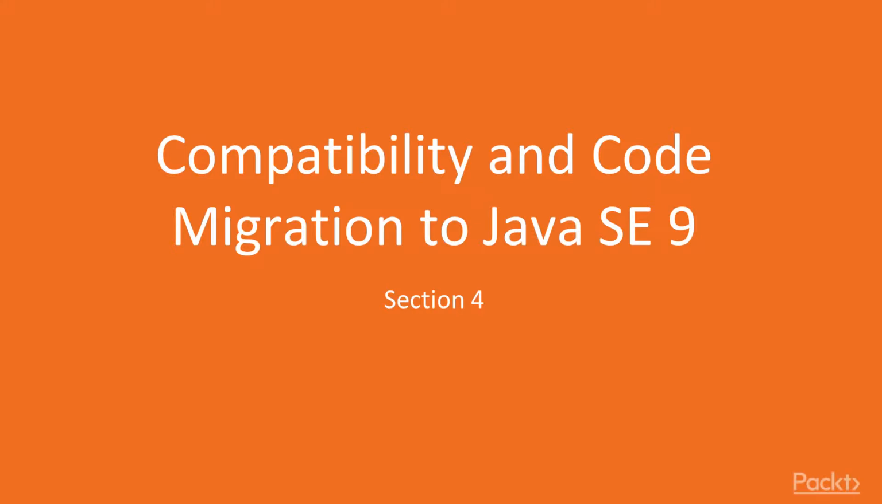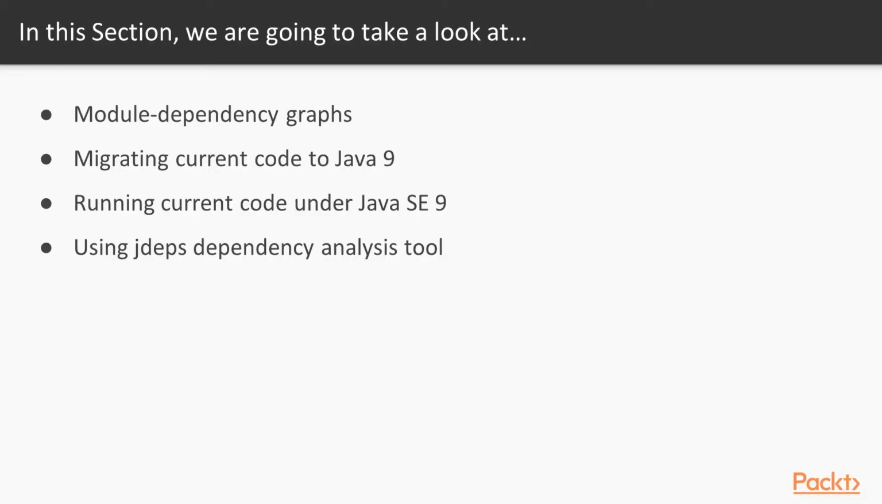Now, let's move on to see what we have to cover during this section. In this section, we are going to take a look at the compatibility and code migration techniques to Java SE 9. First, we will have a deeper look at module dependency graphs and how to avoid module dependency problems that could be raised when implementing modules. Then, we will go through the different techniques available in Java SE 9 to help you migrate your current code base to the new Java SE 9 smoothly.